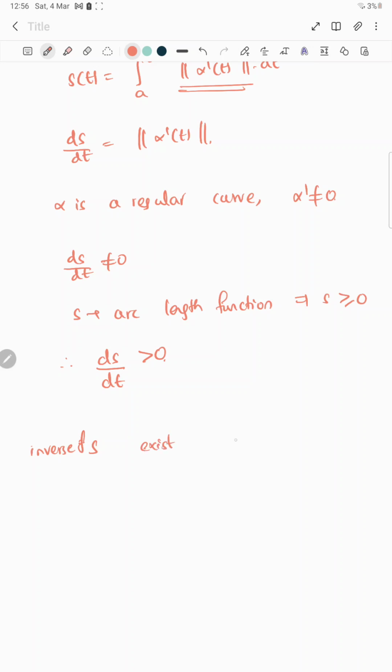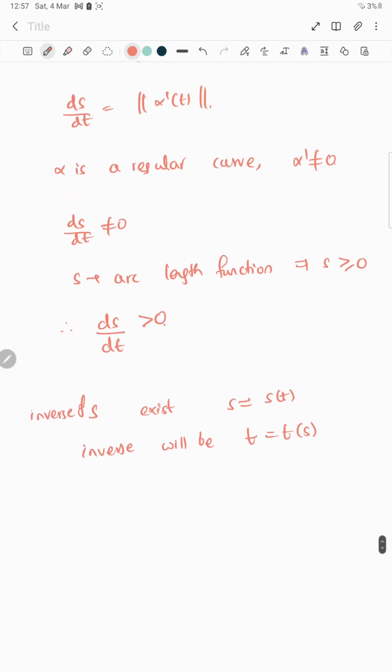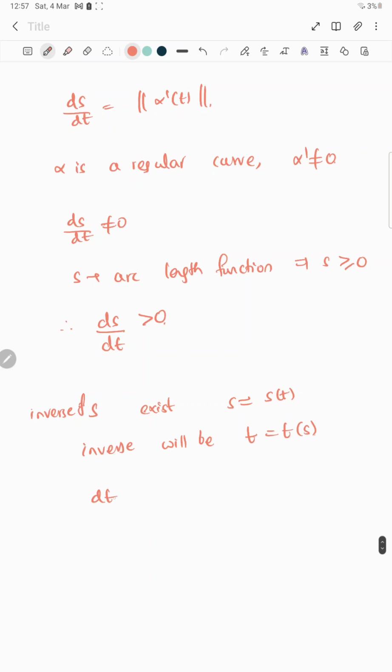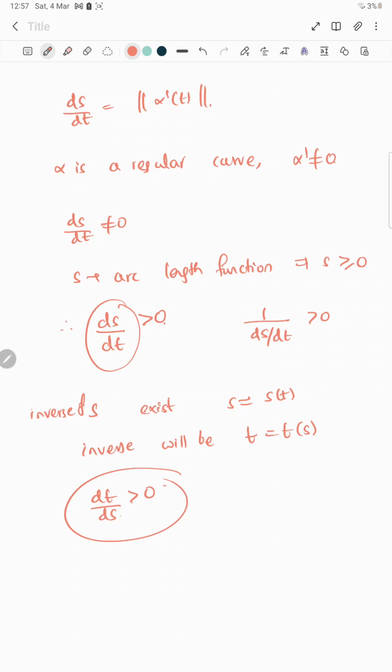Yes, s is a function of t, and the inverse of s will be t as a function of s. The derivative of this function will be dt by ds. Since ds by dt is greater than 0, we can take the reciprocal of that. The reciprocal of ds by dt is also greater than 0. This implies dt by ds is also greater than 0. So both are greater than 0, and dt by ds is the reciprocal of ds by dt.